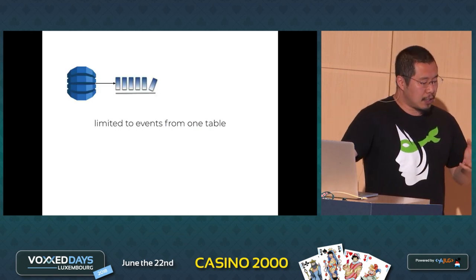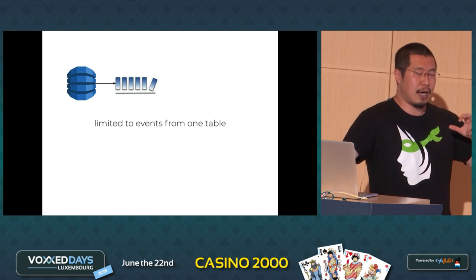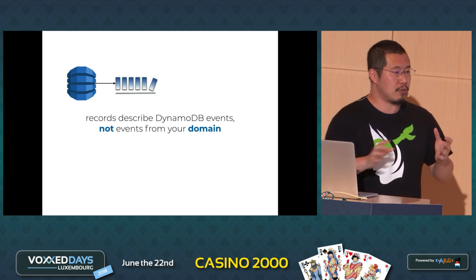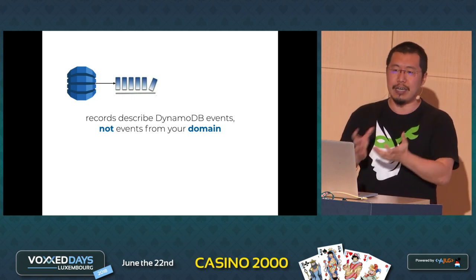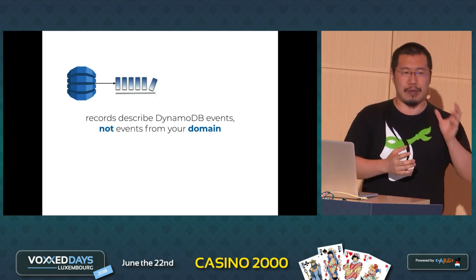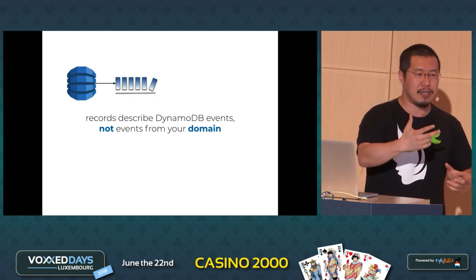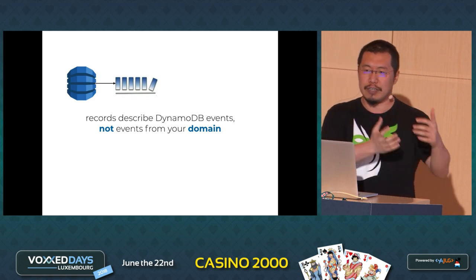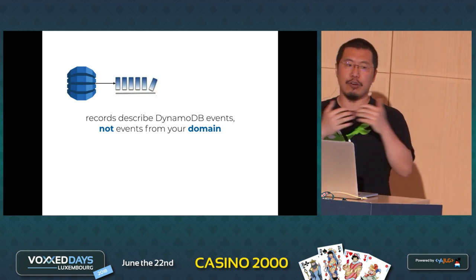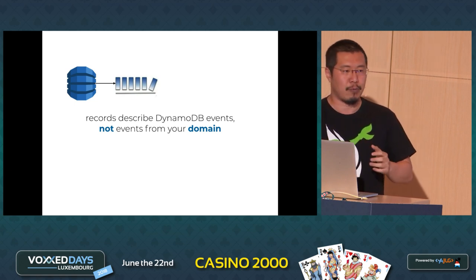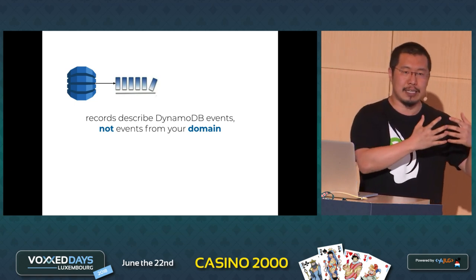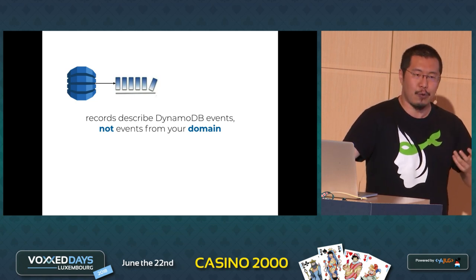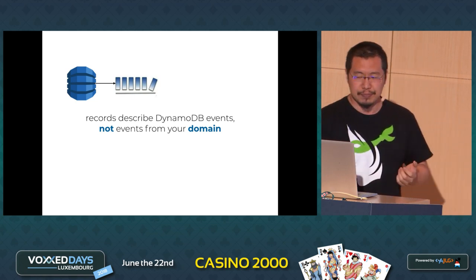And with DynamoDB as well, you're also limited to events that are particular to the data you have in that particular table. Those events describe what happens inside the DynamoDB table. So you'd get row updated, row deleted, but those are not events in your application. We have to then translate those events into, say, user created, user profile updated, so that we can actually work with events that are in our application domain. And for me, that's one of the things that's really annoying when you're working with DynamoDB streams.